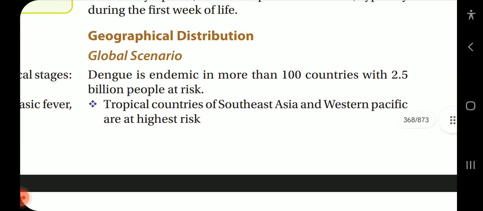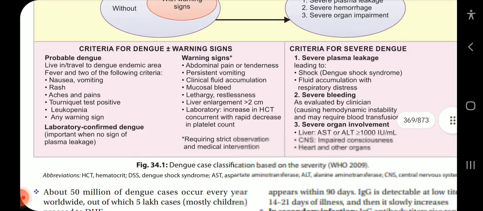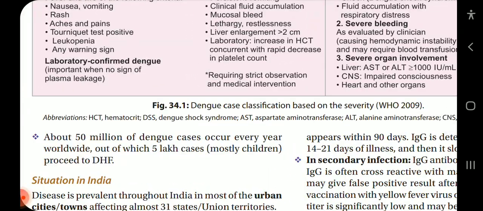The geographical distribution. Global scenario: dengue is epidemic in more than 100 countries with 2.5 billion people at risk. Tropical countries of Southeast Asia and Western Pacific are at the highest risk. About 50 million dengue cases occur every year worldwide, out of which 5 lakh cases, mostly children, proceed to DHF.